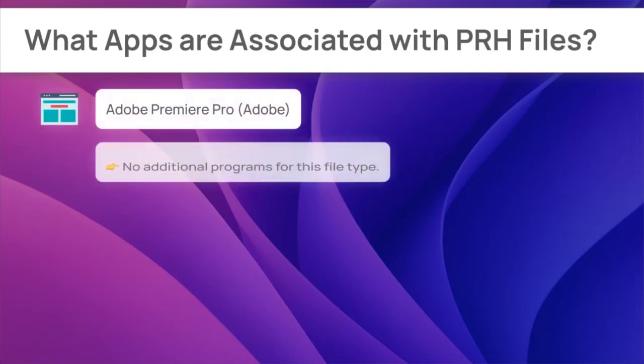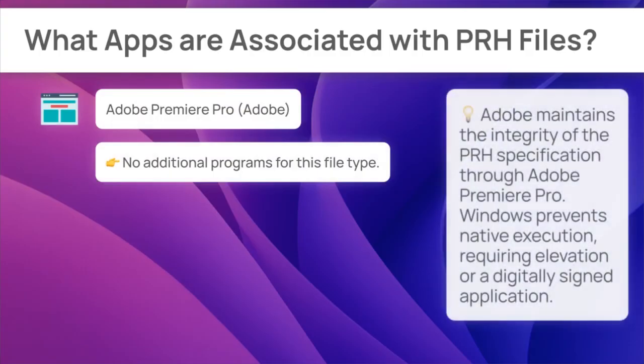Adobe Premiere Pro from Adobe should be your first choice when attempting to open PRH. Windows prevents native execution, requiring elevation or a digitally signed application. Windows provides no meaningful preview of index contents, so specialized applications must open it.